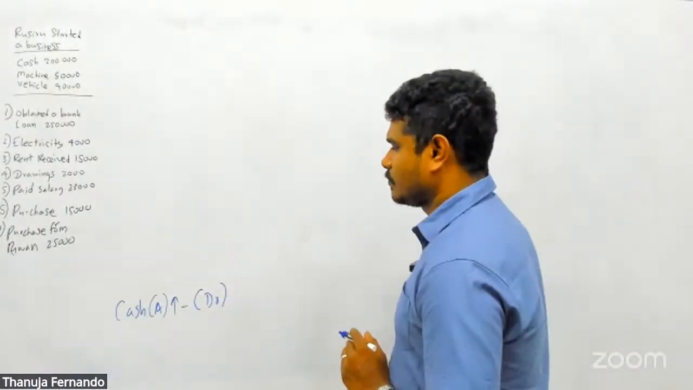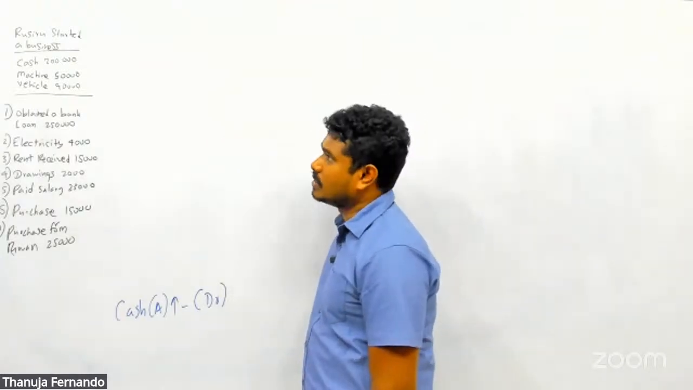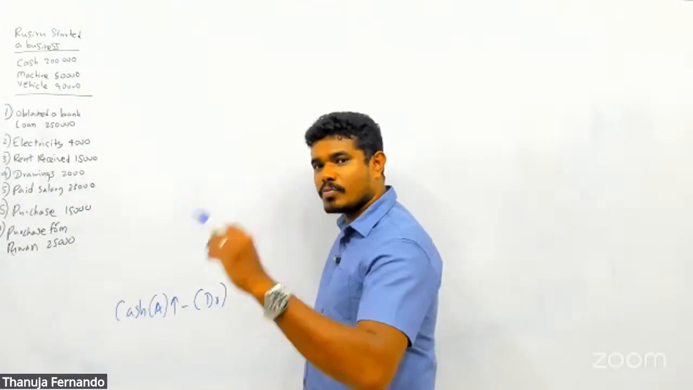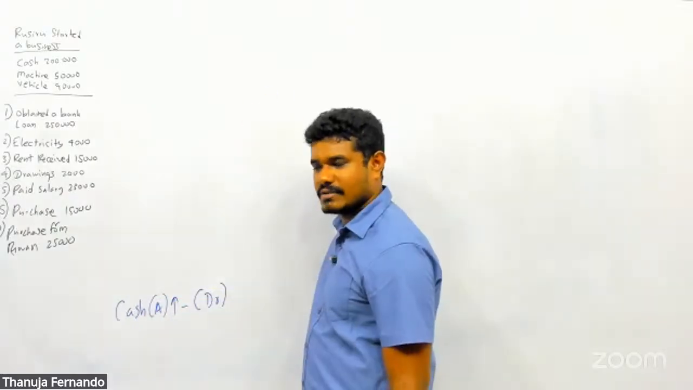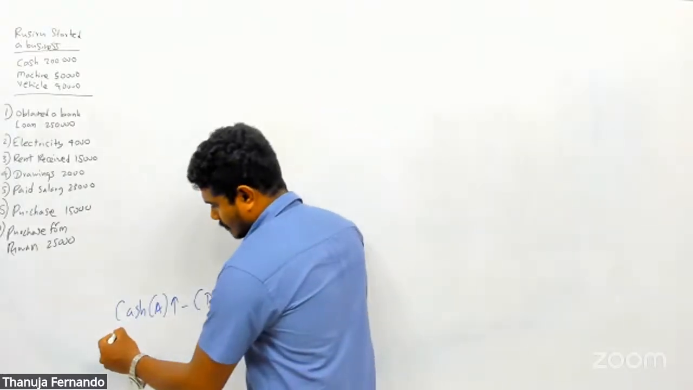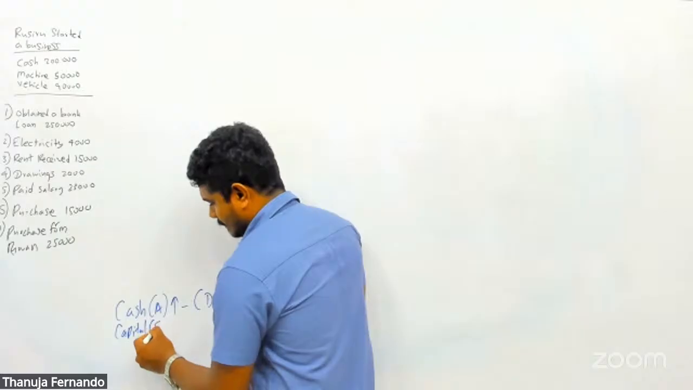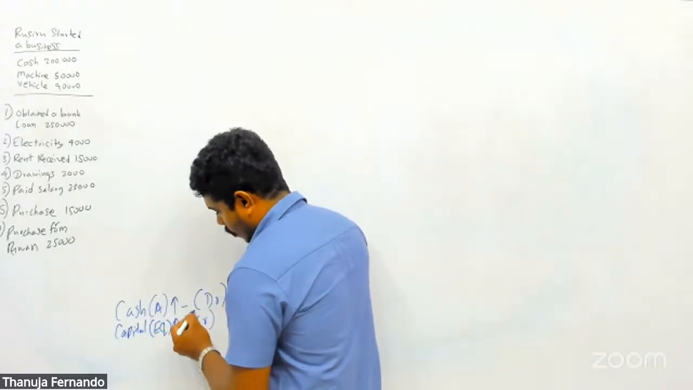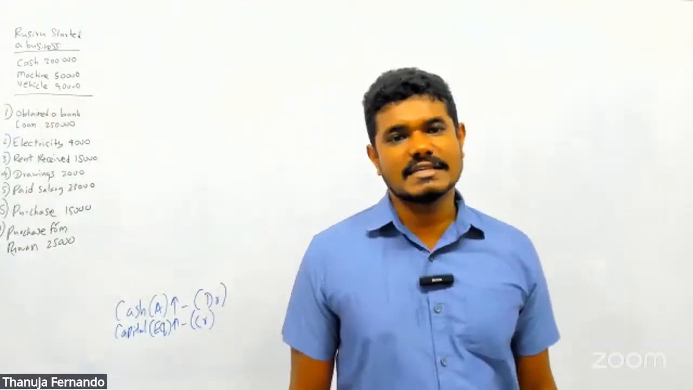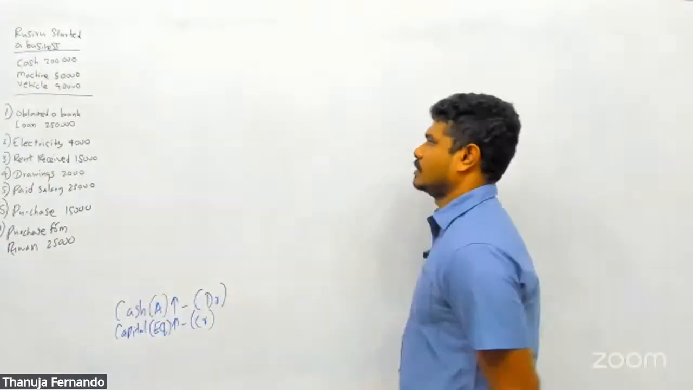Then who gave the cash to the business? The owner, Rusiru. Then it is owned by the owner as well. It means owner's share, otherwise capital also increasing. Capital is an equity. Equity increasing, credit. All the investments of the owner we consider as capital. This is the first one.